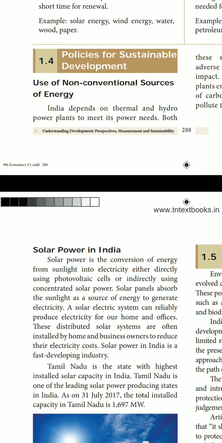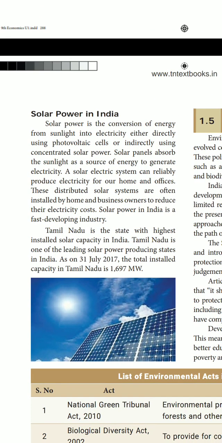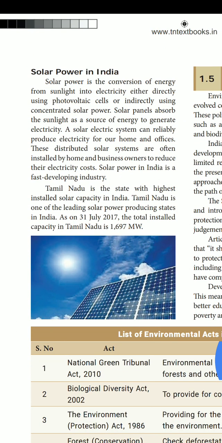Next one, solar power in India. This is also one method of getting electricity. What do you know about solar power? It is electricity obtained from sunlight directly. Solar power is the conversion of energy from sunlight into electricity, either directly using photovoltaic cells or indirectly using concentrated solar power. The solar panel absorbs the sunlight as a source of energy to generate electricity.